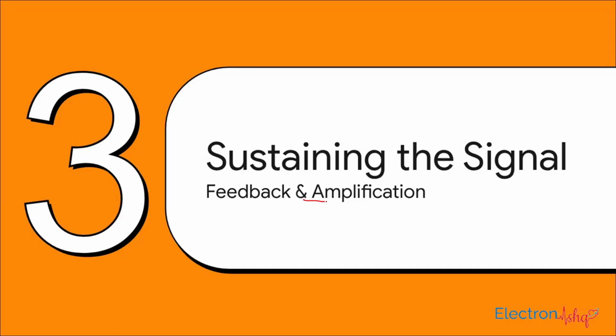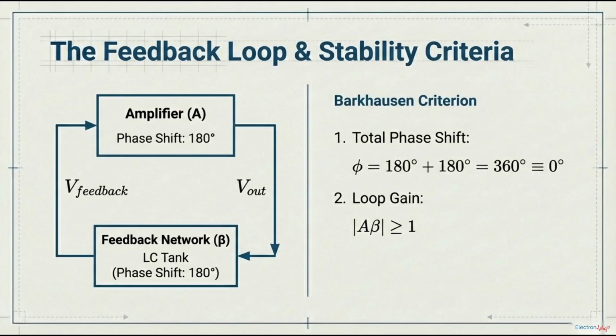To fight back against that energy loss, we need to give the circuit a little push on every cycle. And we do that using an amplifier and something called a feedback loop. Here's the genius of it. We use an amplifier, in this case a transistor, to grab a tiny piece of the signal, make it bigger, and then feed it back into the LC tank at just the right time. But for this to work, it has to follow two famous rules called the Barkhausen criterion.